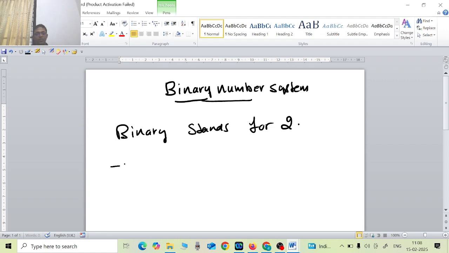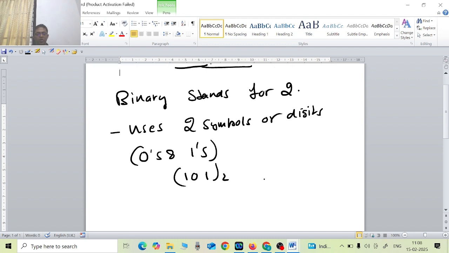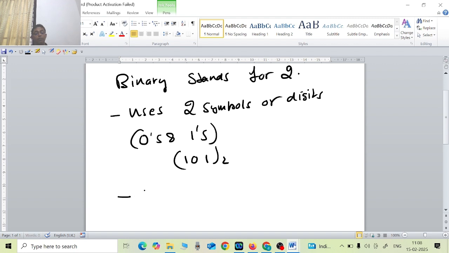So the first reason is the binary number system uses 2 symbols or digits, and those digits are zeros and ones. So a binary number will consist of only 2 symbols. A binary number will look like this. So the first reason is it uses 2 symbols or digits, and the second reason is the base is 2.